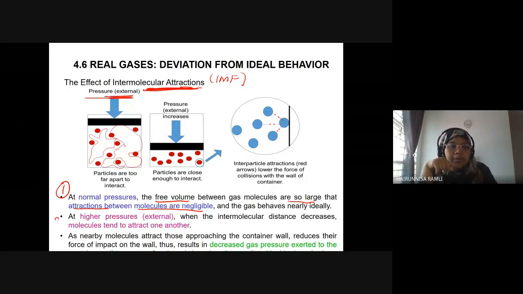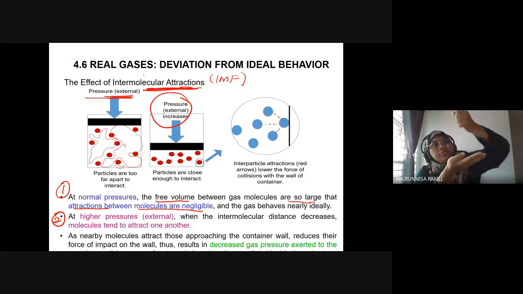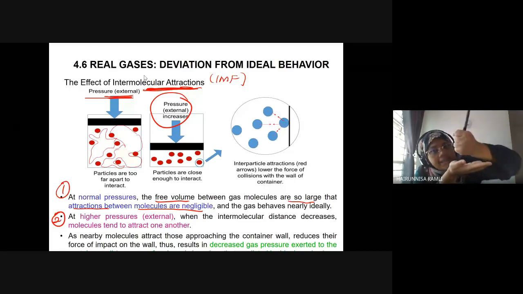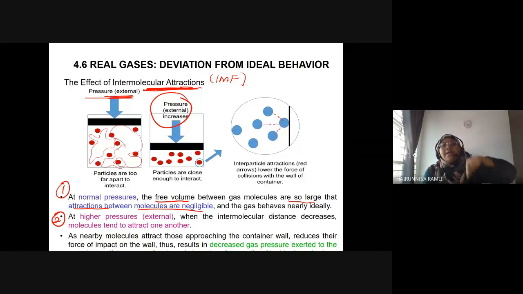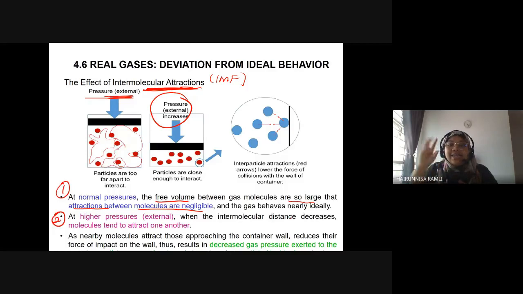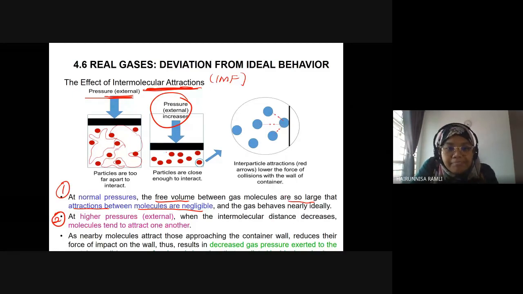However, point number two, at higher pressure here means the external pressure. Maksudnya you ada piston tu kan, you tekan lagi, so maksudnya you bagi pressure lagi, the external pressure will increase, right? Kalau ikut logik ideal gas, you cakap apa? Higher pressure luar, dalam akan jadi higher pressure tu, right? But for real gas, sebaliknya yang berlaku. Dalam akan jadi lower pressure than the ideal gas as we expect.